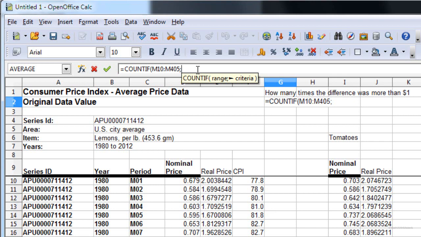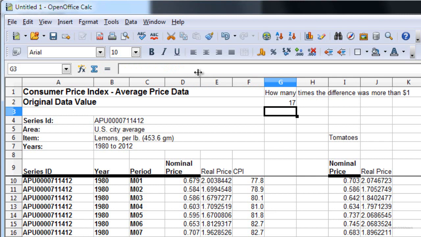And next I have to enter in the criteria. What is it looking for? What should it be looking for? We're looking for more than $1. So in quotation marks, I'll put greater than 1. End quotations. So there's how we can type in that it should look for results that are more than $1. Greater than 1, in quotation marks.